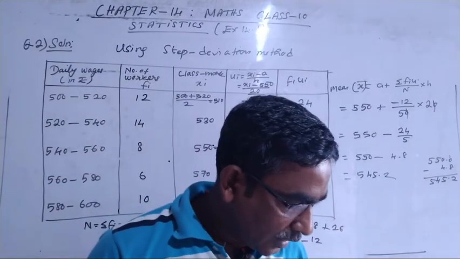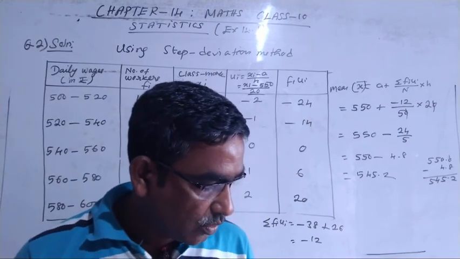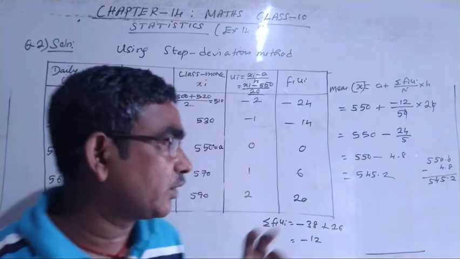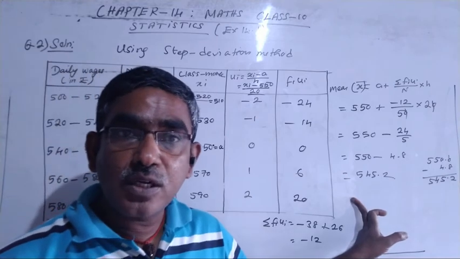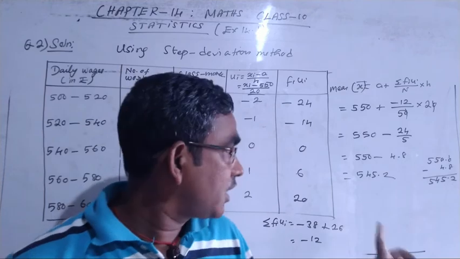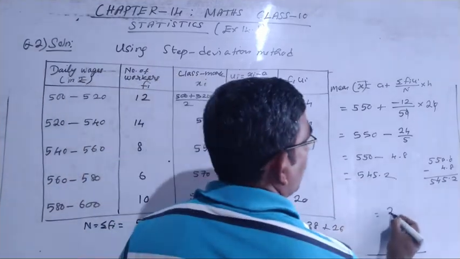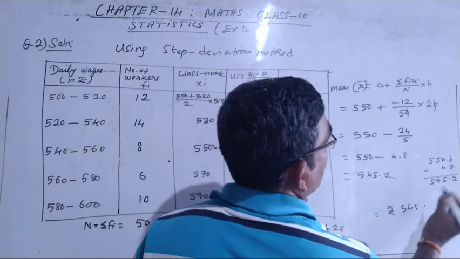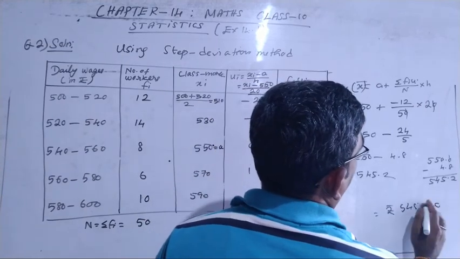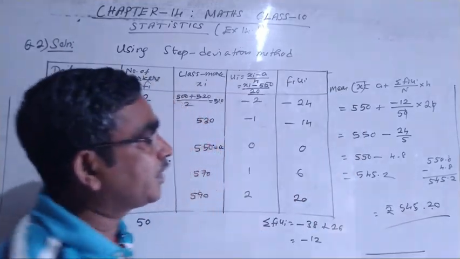That's our mean, 545.2. I hope you understand this calculation. The mean daily wages of the workers is equal to this. You have to write that as the last conclusion. Therefore, the mean daily wages of the workers is equal to rupees 545.20. After the point, rupees are given to 2 decimal places, so write 20.